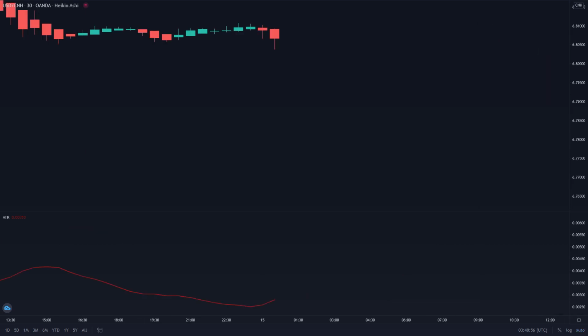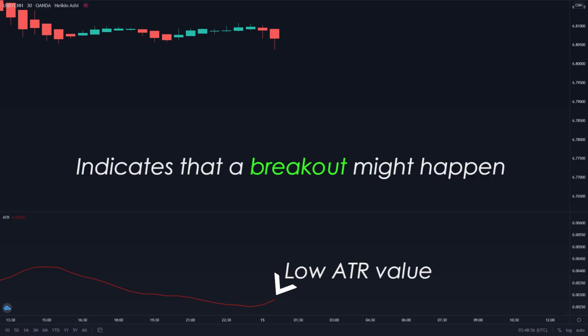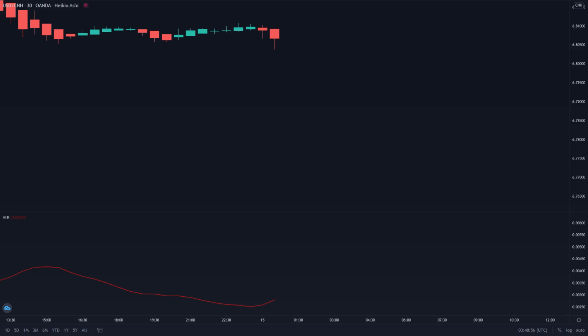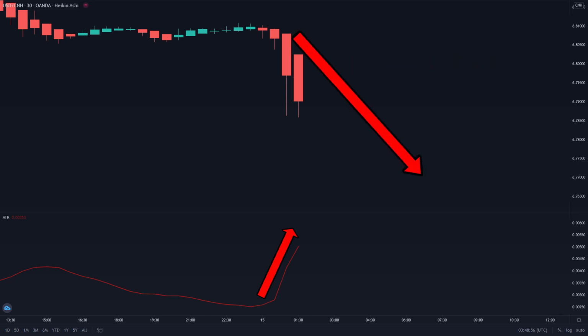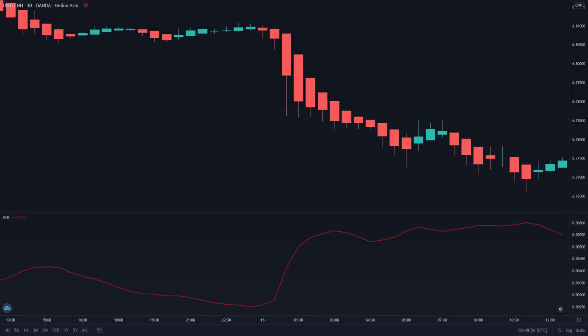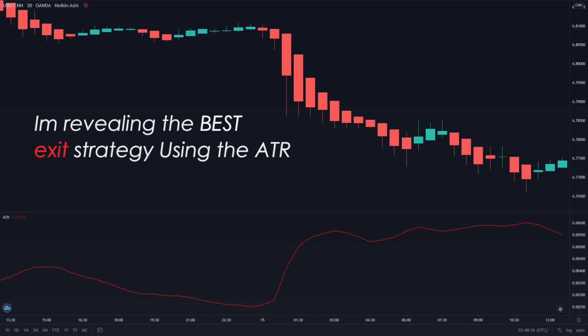Here's another example. You can see that the ATR is at a relatively low value, which indicates that a breakout might happen. Now, you can see that volatility is actually starting to pick up, and the Heikin Ashi is displaying huge red candles, meaning that the breakout will likely happen to the downside. And that's exactly what happened. So that's how you use the ATR to predict when a price is breaking out. So now, I'm going to show you exactly when to exit a trade to get as many profits as possible using the ATR.